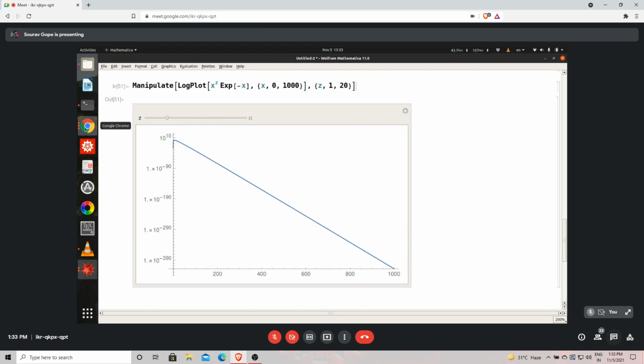Okay, I'm stopping the share now and I'm starting. Is the share of the screen automatically begun? No, it has not begun.